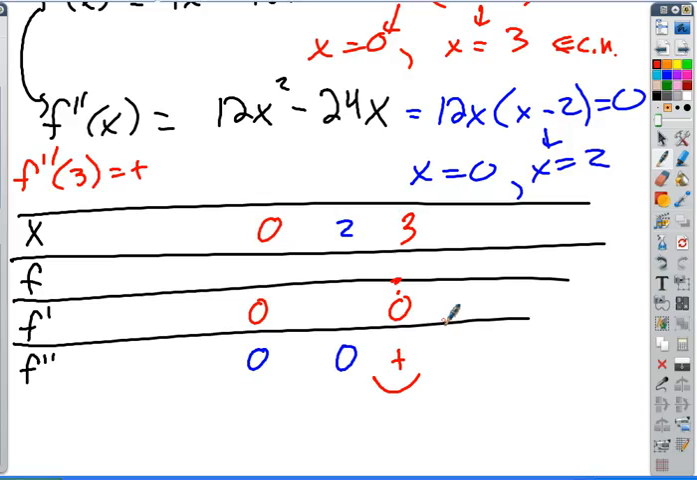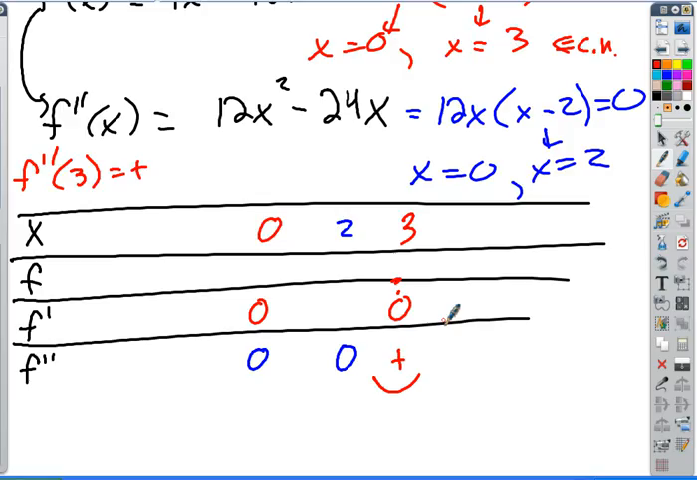Okay, but now what about the other one? The other one's indeterminate. At the other first derivative 0, the second derivative is 0, right? And so what do we do then? There are two possible things going on here. We know that we have a horizontal tangent line, and we know that our second derivative has a value of 0. There are only two possible scenarios, one or the other.